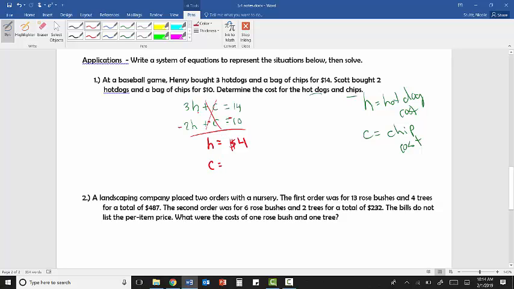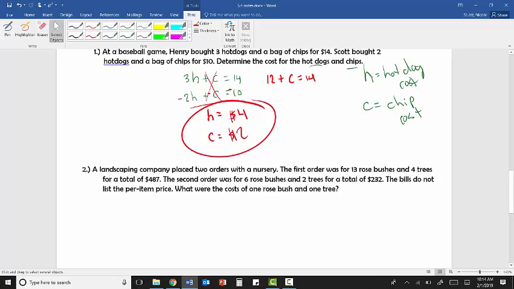Now you got to find out what a chip costs. So if we use the top equation, 3 times $4 each, that would be $12 for hot dogs, plus the cost of the chips for $14. All right, so chips have to cost $2. So hot dogs are $4 each, chips are $2 each.